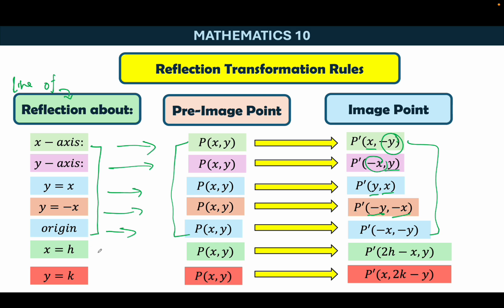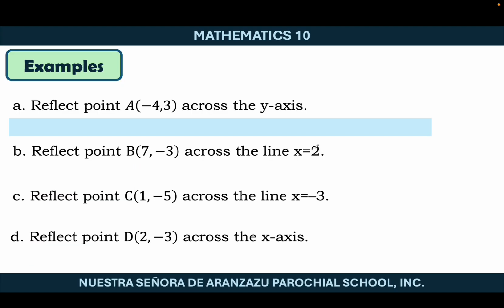Now, what if there is a given constant? X is equal to h. Let's say x is equal to 5, y is equal to 7. What we are going to do on the given point is to use this formula: 2h minus x, comma y, and when it's y, x comma 2k minus y, or multiply the given constant by 2, then subtract the given y. So let's have an example on this part. Okay, the 6th rule and the 7th rule.